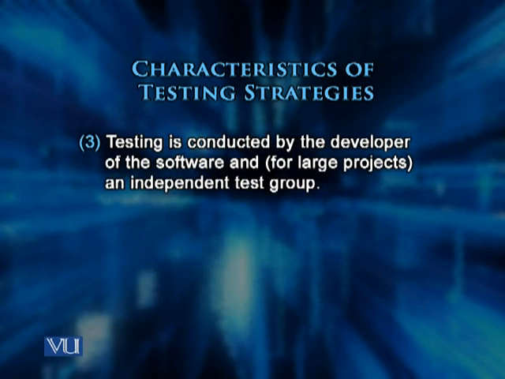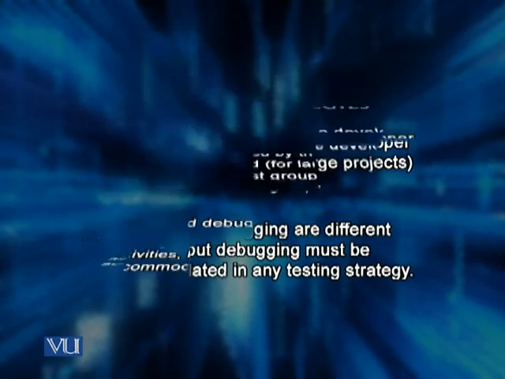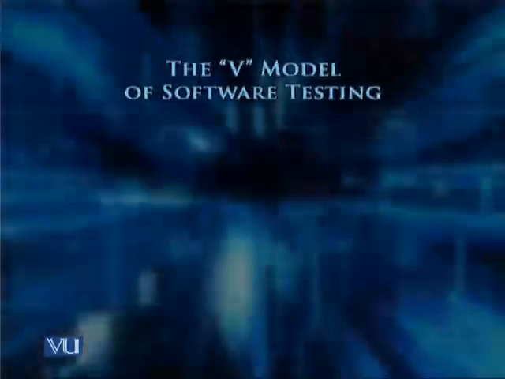Number three, testing is conducted by the developer of the software for large projects or an independent test group. And number four, testing and debugging are different activities, but debugging must be accommodated in any test strategy. Any test strategy must have three things at the minimum, and fourth, system testing is also necessary in some cases. So the three things are unit testing, integration testing, and validation testing. And system testing is also required in certain contracts. And we had a good discussion on these components of testing strategy.